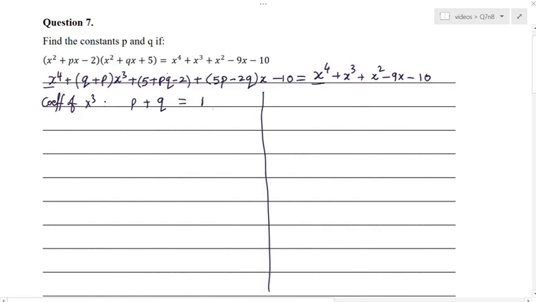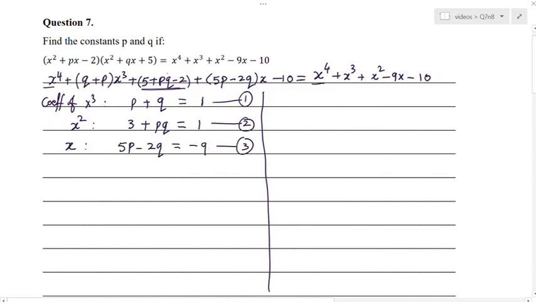I'll divide it into 2 parts so that I have an equation there. That's equation number 1. Then I equate the coefficient of x squared. On the left hand side I got 5 minus 2, so I'll write that as 3 plus pq, and on the right hand side again it equals 1. That's my equation number 2. And then I look at the coefficient of x as well, which gives you 5 minus 2q on the left hand side, and on the right I got 9.